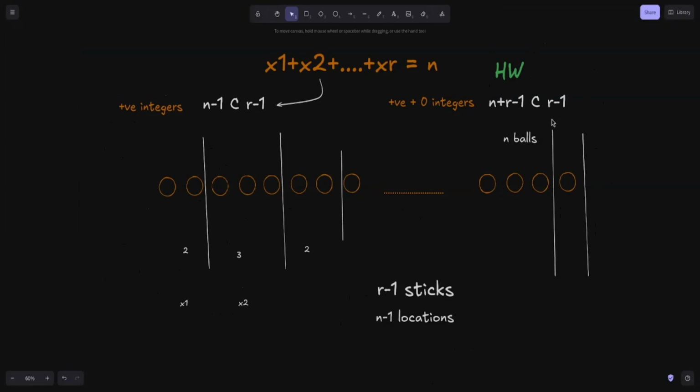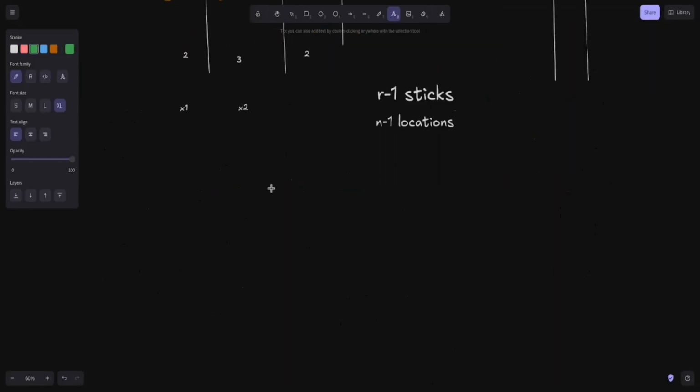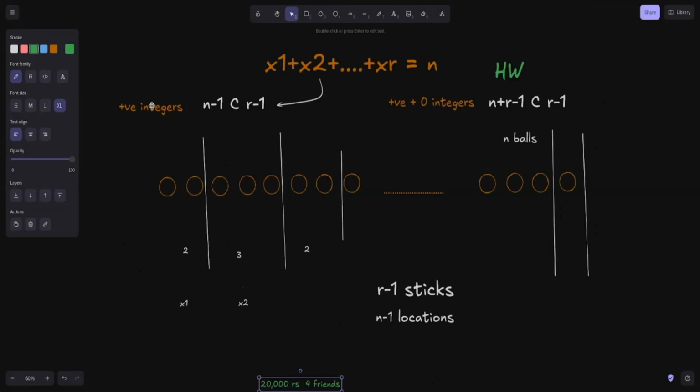So for example, nowadays let's say you are walking on the road and someone stops you and says, I have 20,000 rupees and I have 4 friends. What are my possible ways of sending money to these 4 friends? But everybody has to get money. So this is the positive integer case.